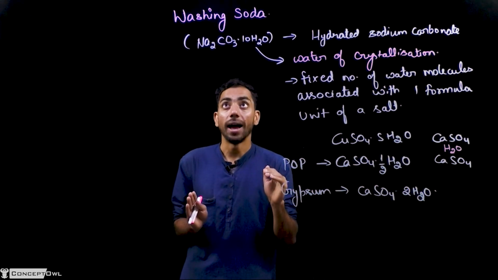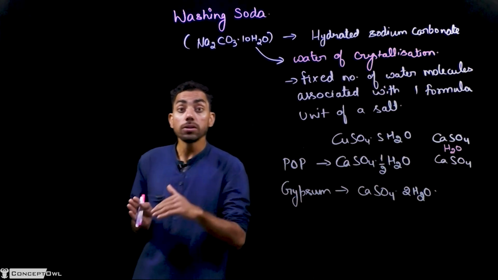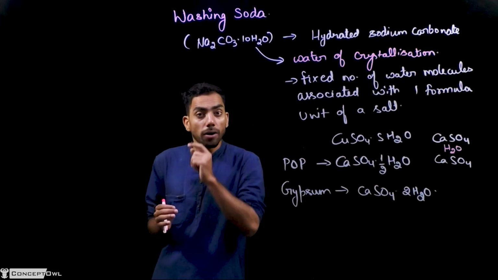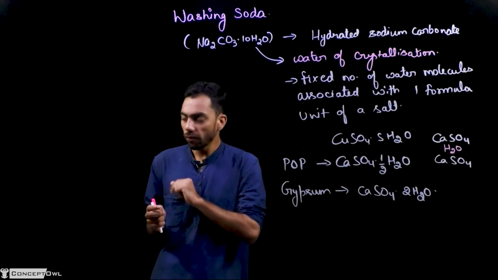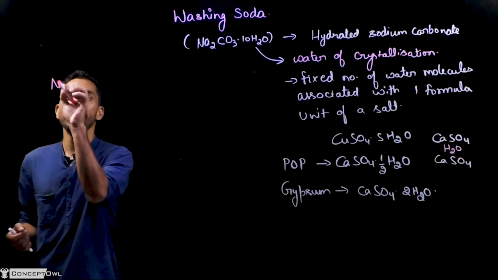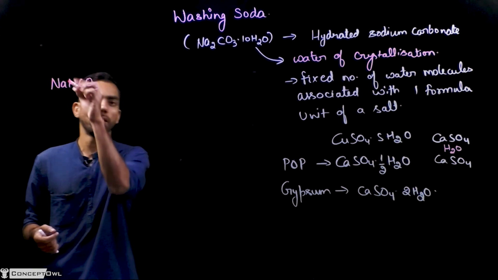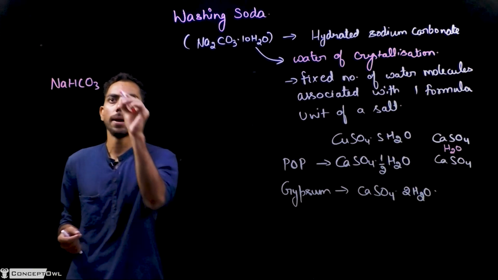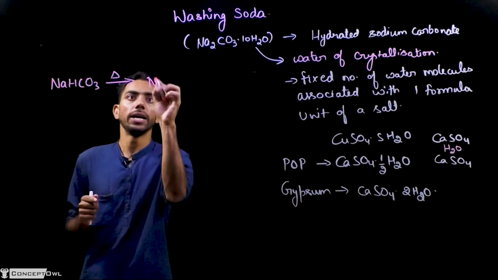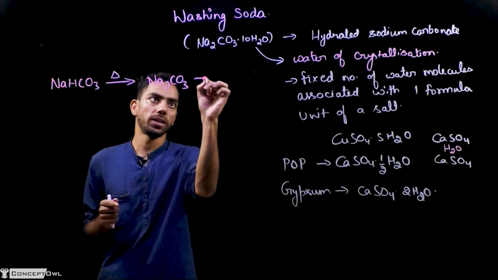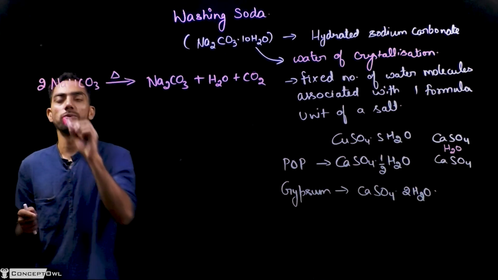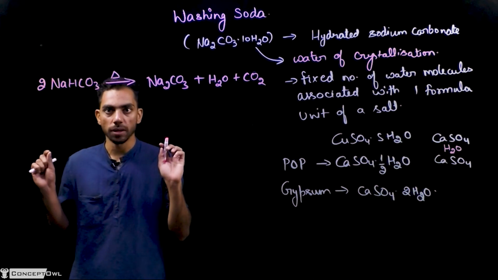Is this clear? And do you know this washing soda can also be prepared from our table salt? Yes, not directly but indirectly. From NaCl we can prepare baking soda. So we can get NaHCO3, baking soda, from our NaCl, and if you heat this NaHCO3, our baking soda, it will give Na2CO3 plus H2O plus CO2. To balance it, just put 2 here. This reaction is balanced. Clear?